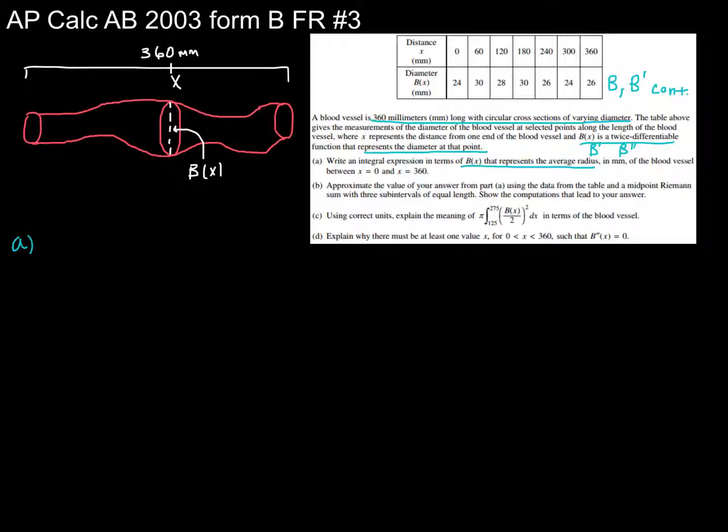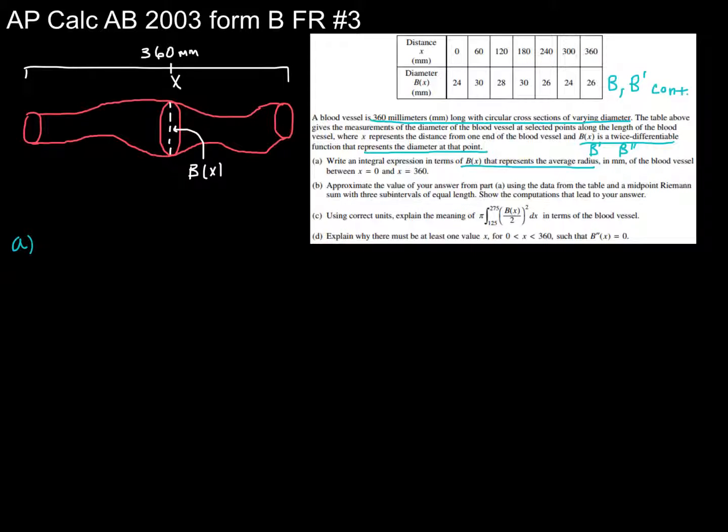Alright, part A is pretty straightforward. I want to write an integral expression, so I'm going to have an integral here, in terms of b of x, that represents the average radius of the blood vessel over the length of the blood vessel from 0 to 360. So there's two components. The first is that I need an expression that represents the radius in terms of b of x, and then I need to find the average value of that expression over the length of the blood vessel from 0 to 360.